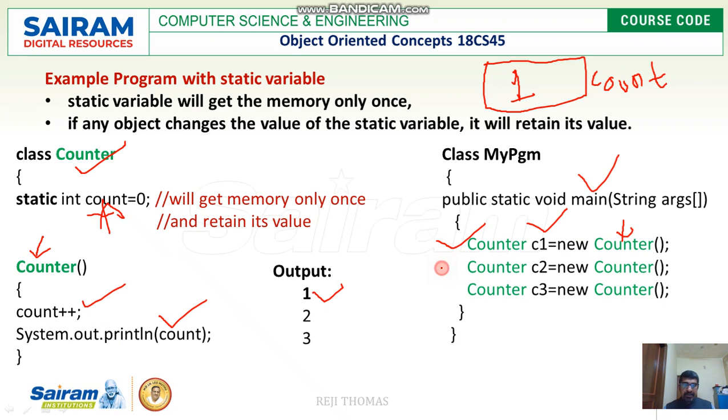We'll go to the second line. Again, I'm going to create another object. Please remember, when I create the second object, I will not be getting separate space for this, because it was told very clearly that for the static variable, the memory will be allocated only once. So I'll be using the same memory where we have a variable called count, and it will come to the constructor.